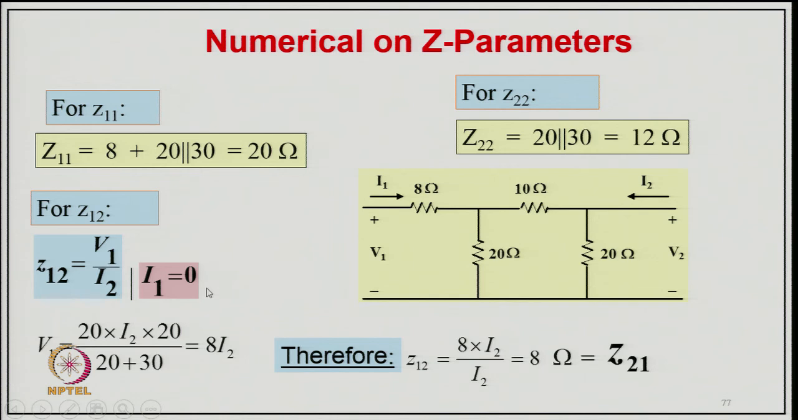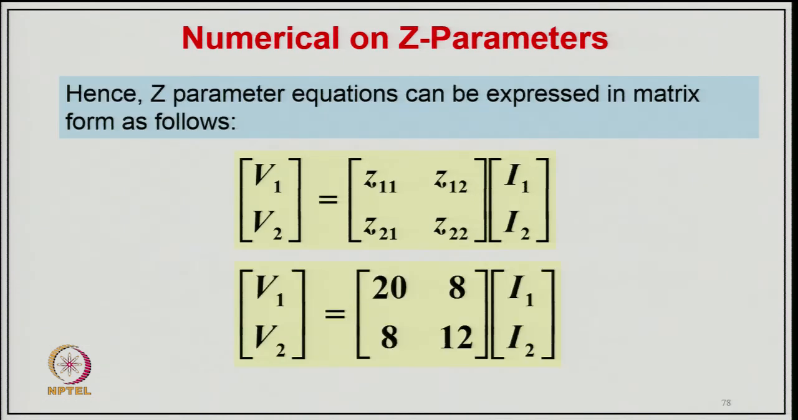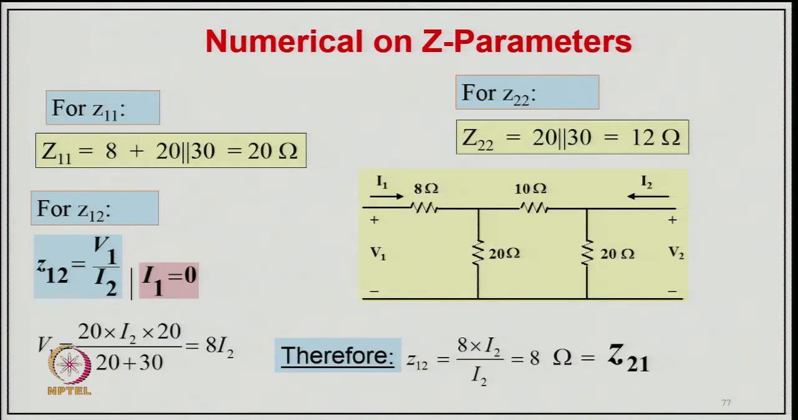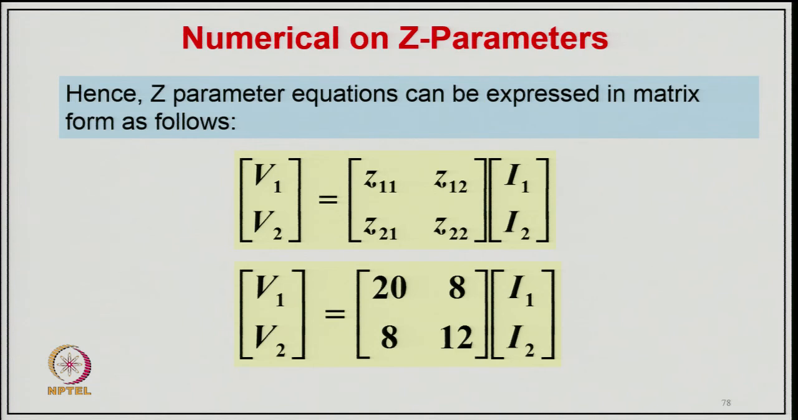And that is what we are defining as Z 1 2, V 1 upon I 2 with I 1 equal to 0, and that comes as V 1 in terms of 20 into I 2 divided by 20 plus 30, plus 8 I 2, from which we can get Z 1 2, and that comes to Z 1 2 equal to 8 ohm, and similarly the other. So, we got all 4 parameters.